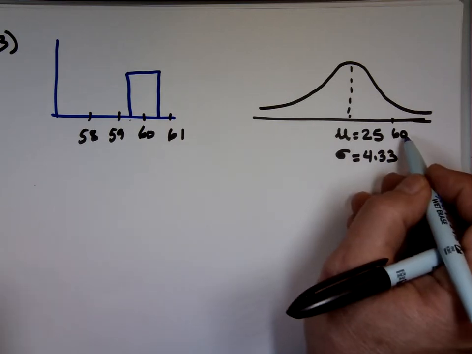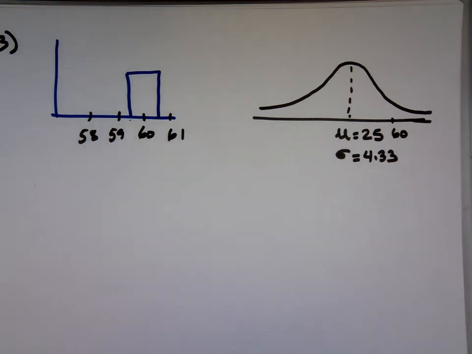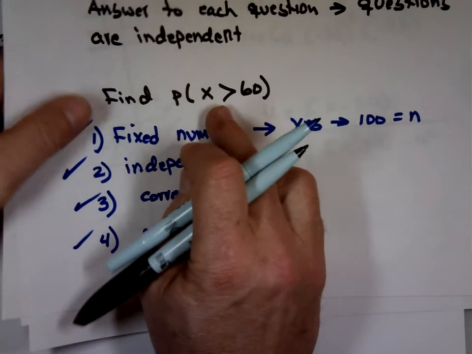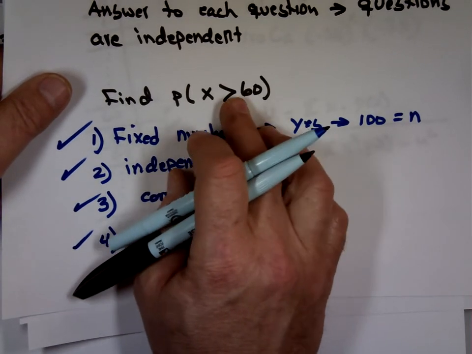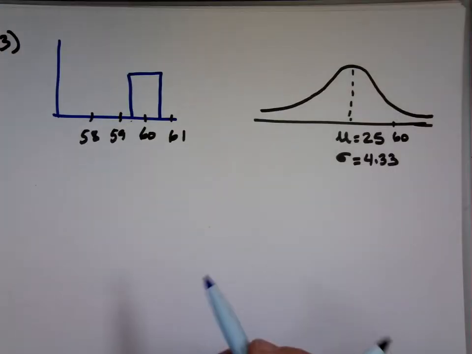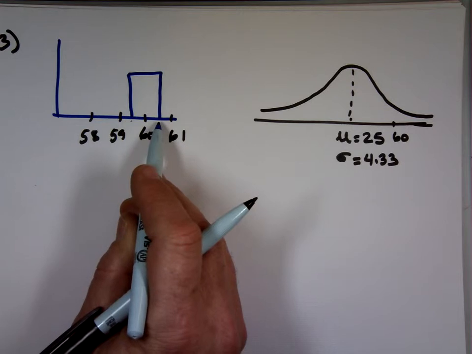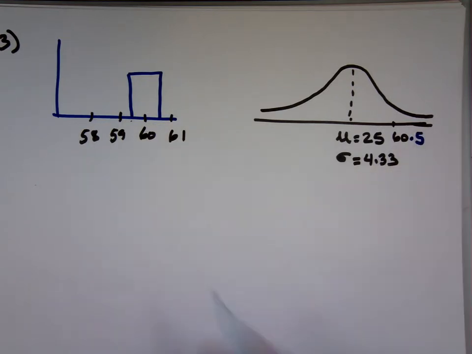Now let me go back to the question. Did I ask for the probability of somebody scoring more than 60, or greater than or equal to 60? What was my question initially? Greater than 60. So 60 is not good, according to my statement. You have to get 61 or higher. So since 60 is not included, where does the 60 end? At 60.5, so this should be 60.5. You're always going to add 0.5 or subtract 0.5 to that number.